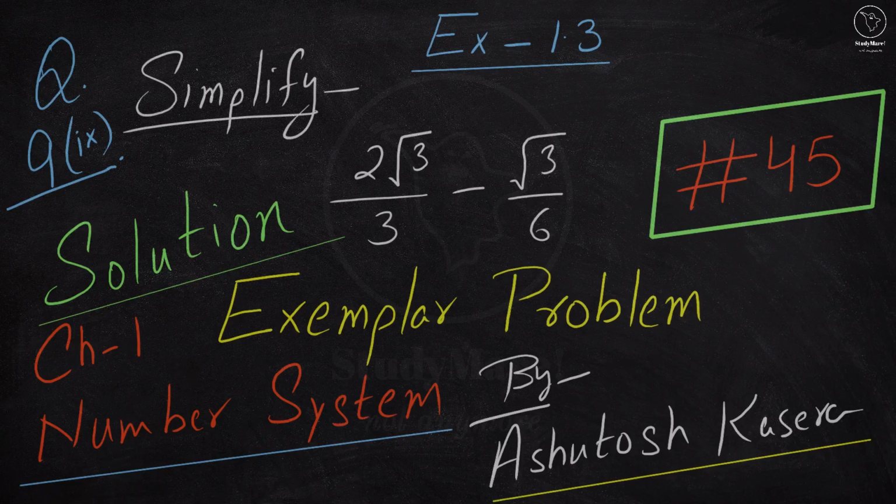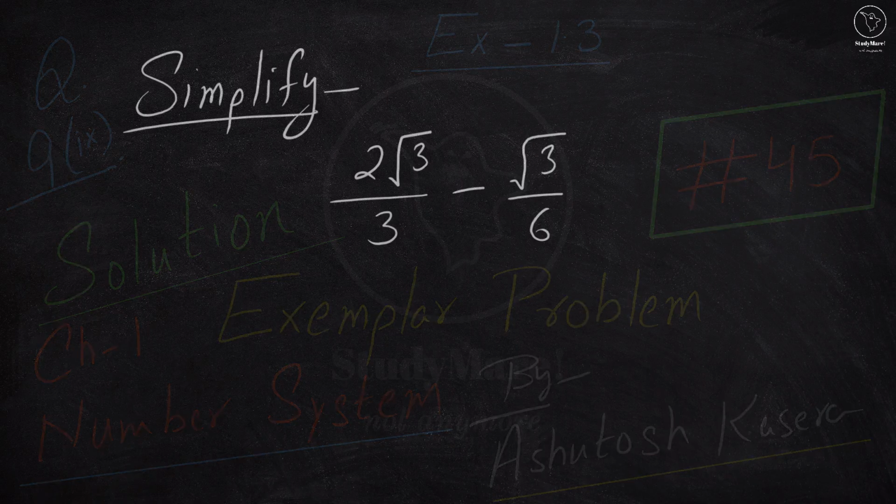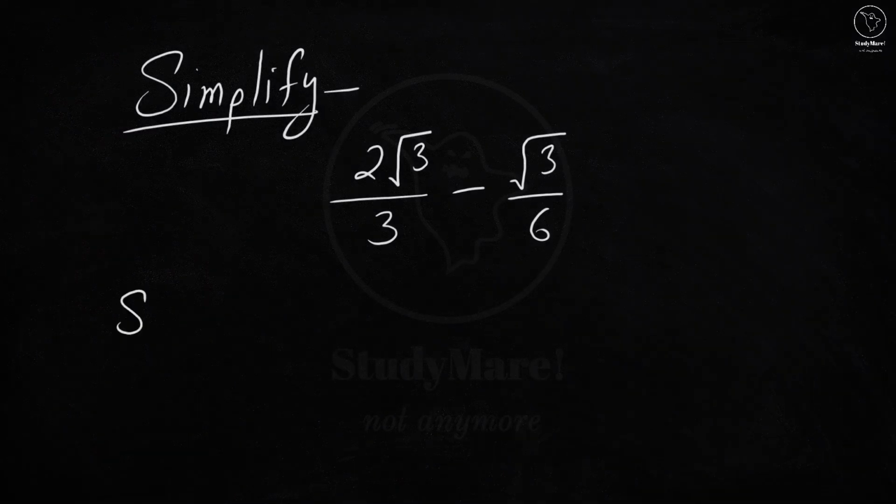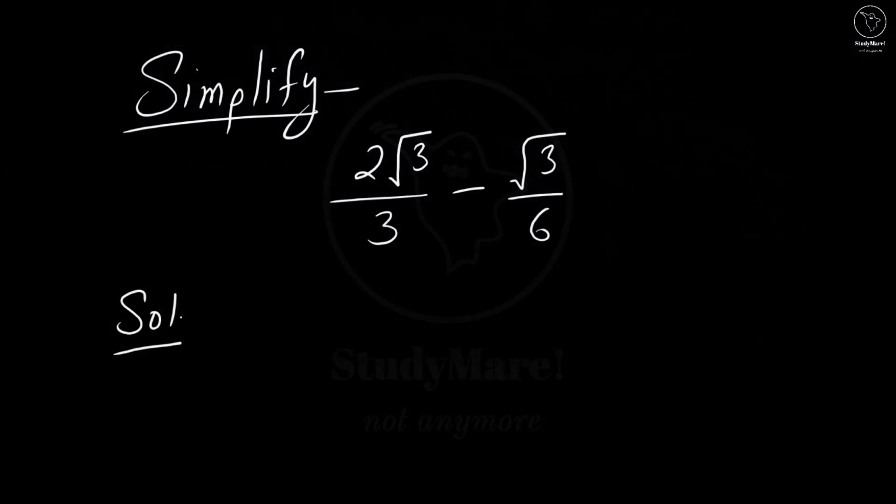Simplify 2 root 3 upon 3 minus root 3 upon 6. This is very simple, very easy. Let's do this. There is no root in the denominator of any of the terms, which means there is no need of rationalization. You have to simply solve it.